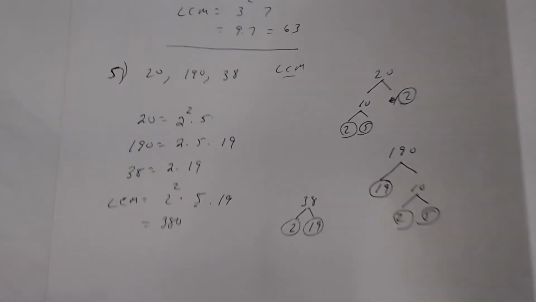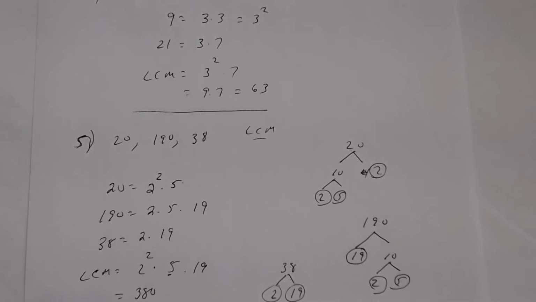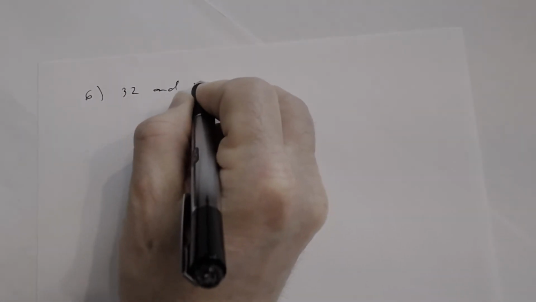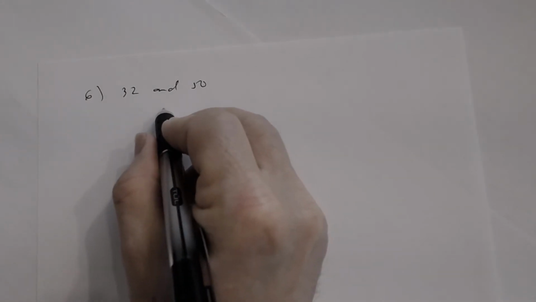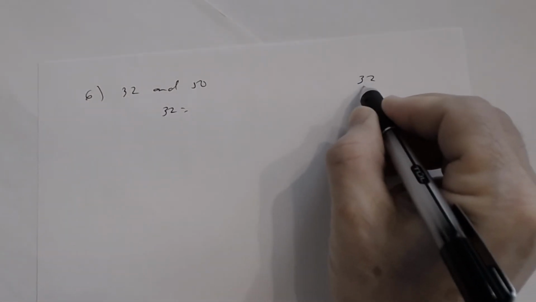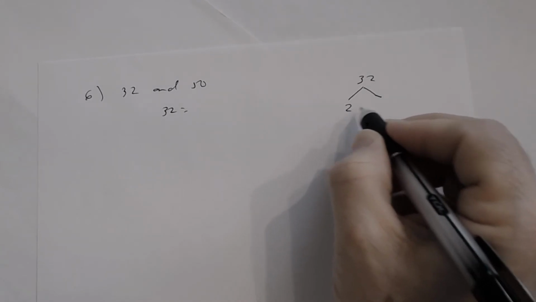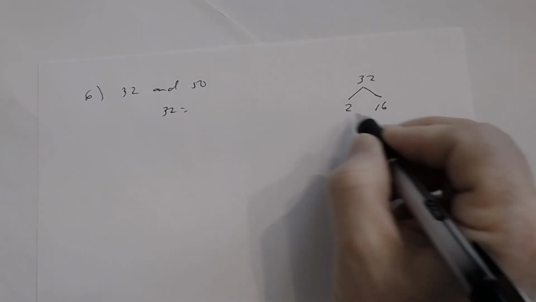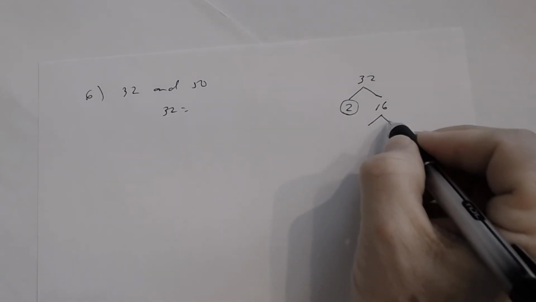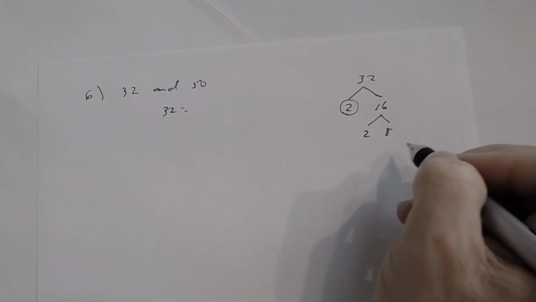Okay, that's number 5. Let's look at number 6. Suppose we had 32 and 50. Let's go ahead and do this by prime factorization. For 32, let's make the factor tree. I know that's 2 times 16. 2 is prime, so I'm going to circle it. 16 is 2 times 8 or 4 times 4, whatever you want to use.